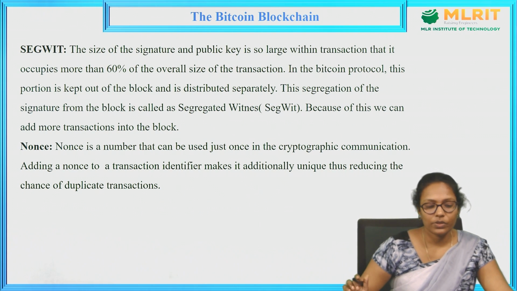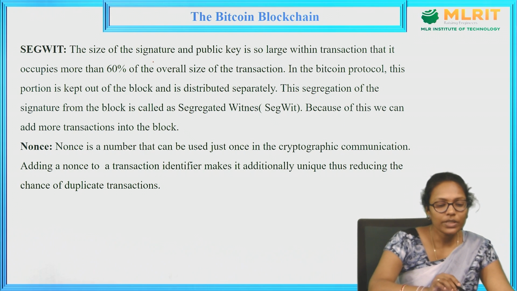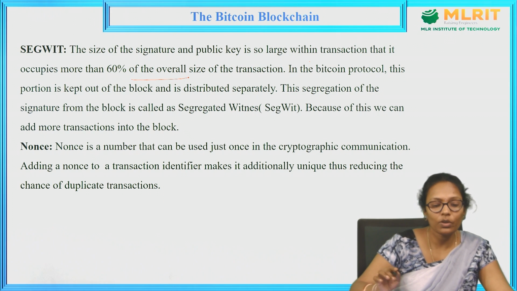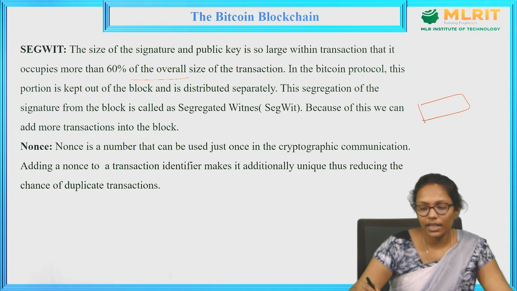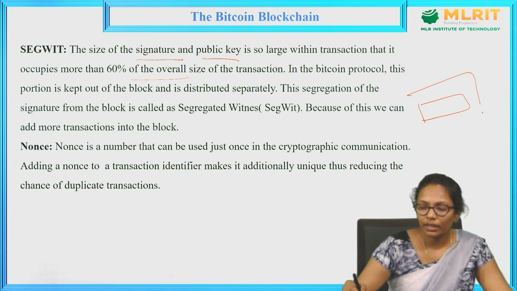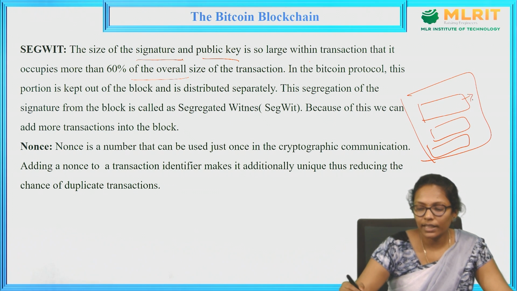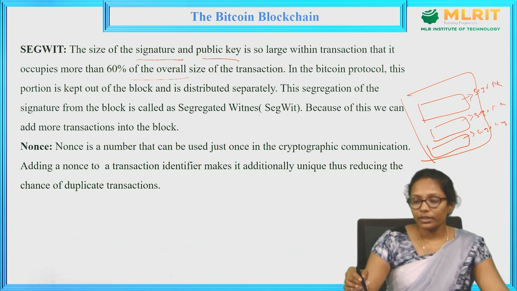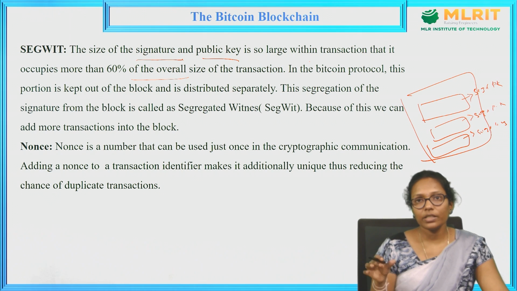Next is SegWit, segregated witness. The size of the signature and public key within a transaction is so large that it occupies more than 60% of the overall size of the transaction. Each transaction can be identified using some value. What is that? Signature and public key. For example, I have a node, and in this node consider we have 3 transactions. Each transaction is identified using a signature plus public key. This transaction also has a signature plus public key. So the signature and public key will occupy 60% of the space.